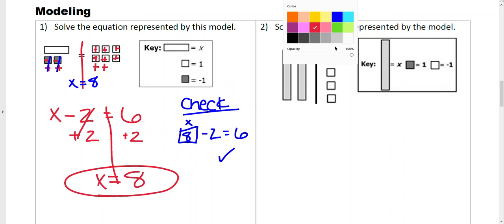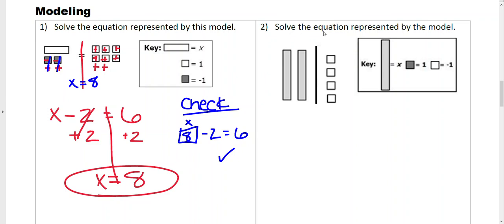All right, looking at the next one. So it says solve the equation represented by the model. So you could do it mathematically. There are two x's, so it would be 2x, and the bar is an equal sign. 1, 2, 3, 4, and they're all negatives. 1, 2, 3, 4 negatives, so negative 4.